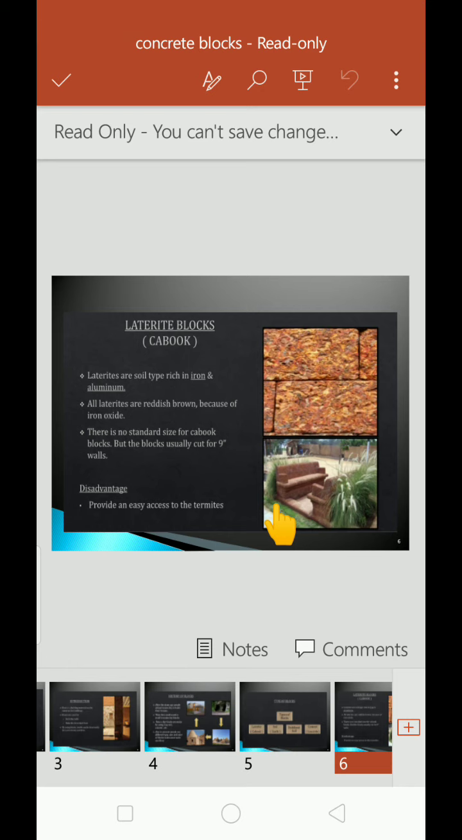If I speak about the disadvantage, it provides easy access to termites. Yes, because it's porous, meaning there are gaps and the surface structure is not uniform. So it contains some pores, and in those pores termites may find a place to originate.